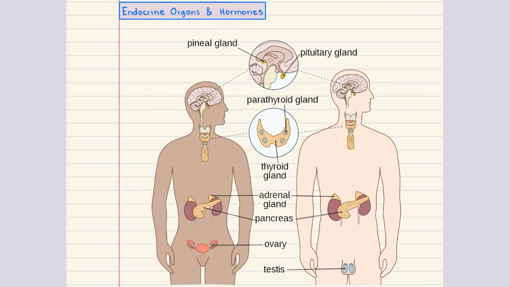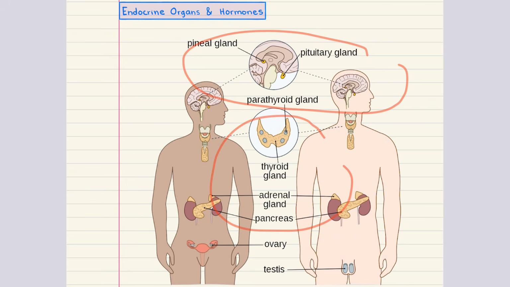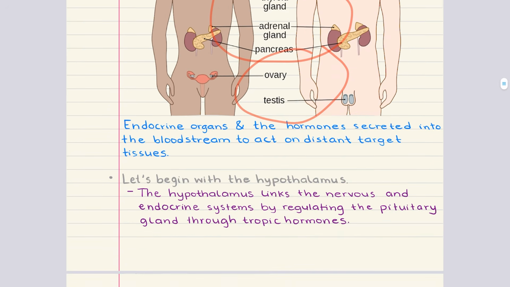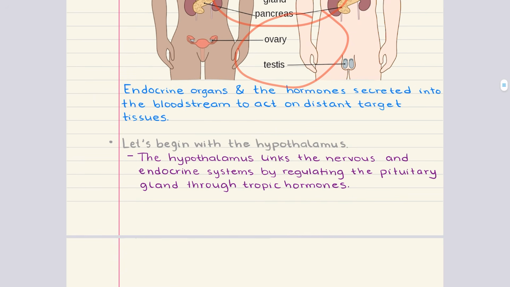And you can see in the diagram here that endocrine glands are distributed throughout the body. Some are located in the brain, like the hypothalamus, the pituitary gland, and the pineal gland. Others are located in the neck and torso, like the thyroid, the parathyroid glands, the adrenal glands, and pancreas. And then we have the gonads, the testes in males, and the ovaries in females, which are involved in sexual development and reproduction. With that overview, let's go ahead and begin with the hypothalamus.